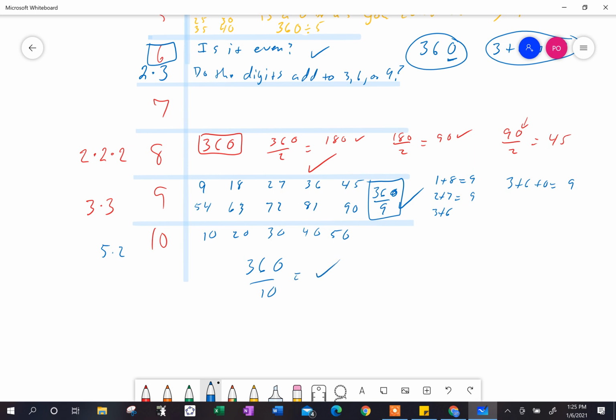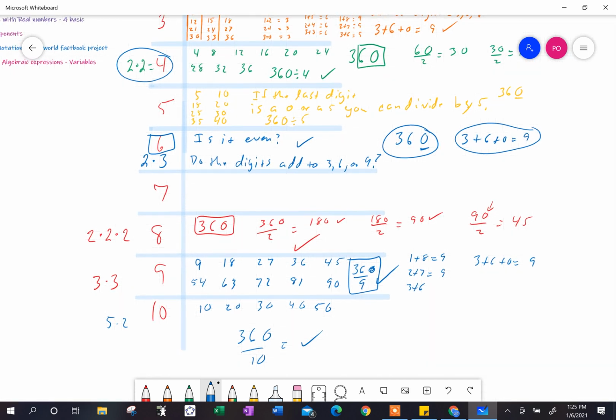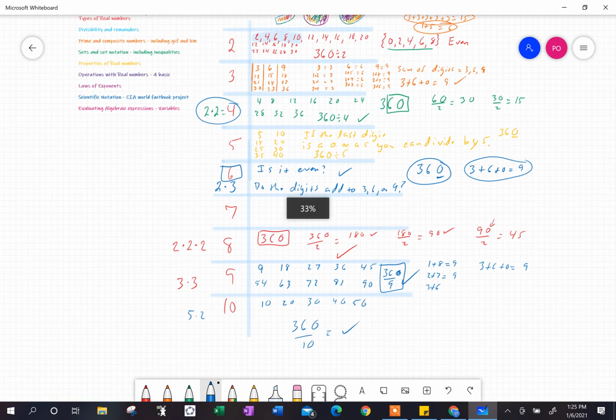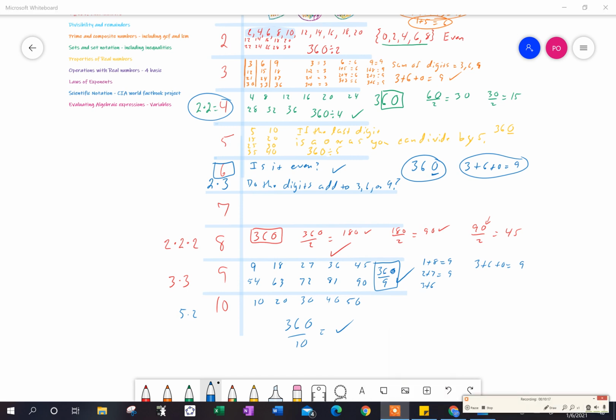Check. So I went through these rules very, very quickly. Obviously, you would have to practice them quite often. But I am going to do another video on using these rules to check for remainders, and it's actually kind of cool.